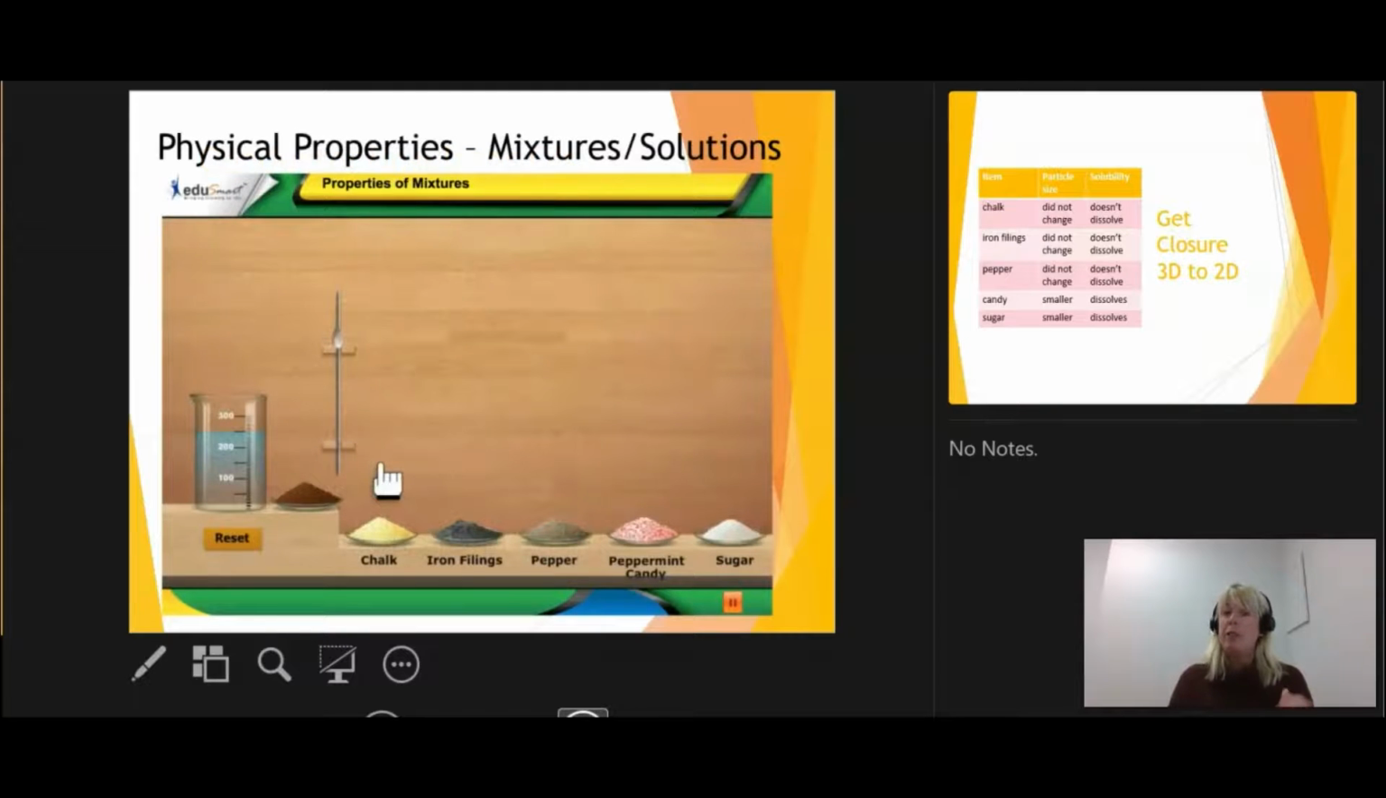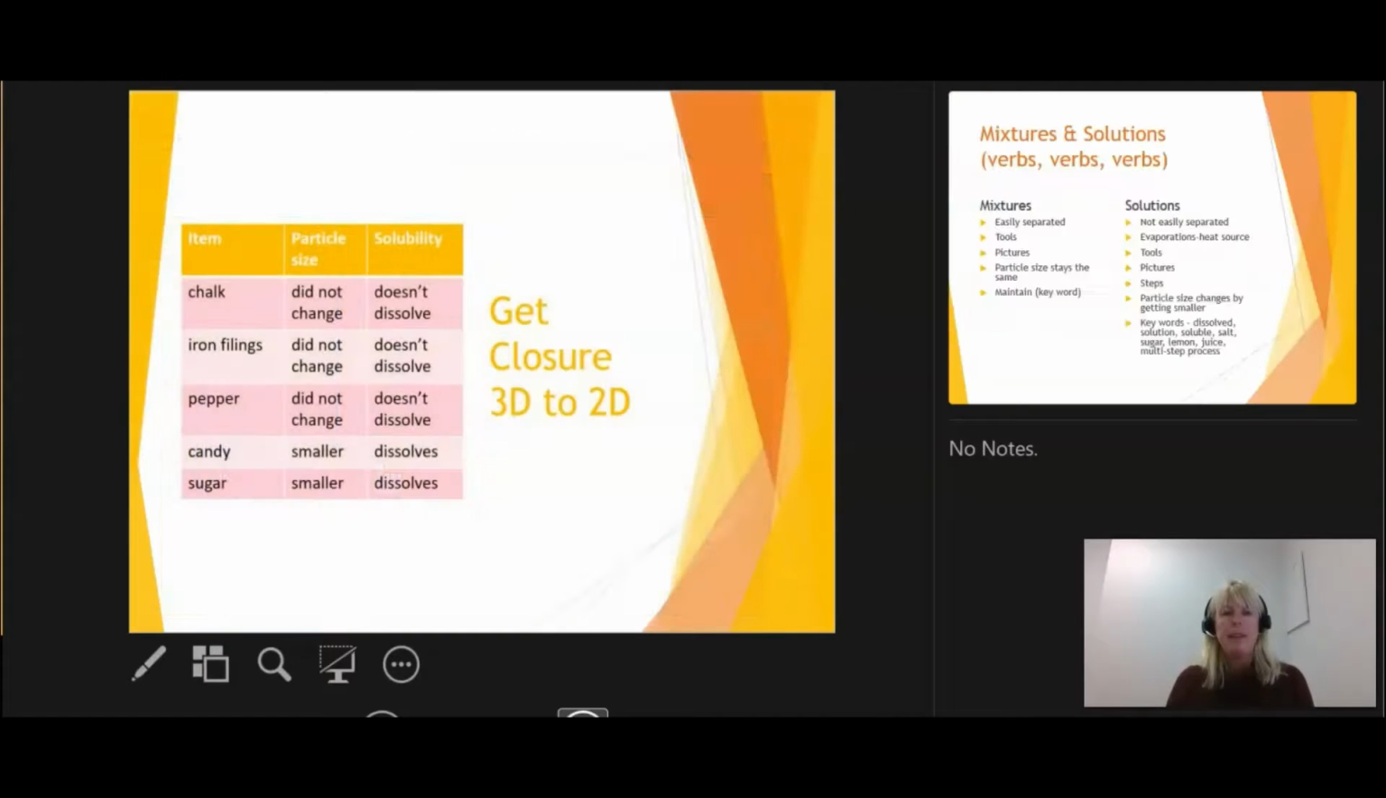As we move forward, physical properties, including mixtures and solutions, has an excellent interactivity lab simulation inside of EduSmart. Highly recommend you do this one. And then making sure that we get closure, 3D to 2D. This is actually the data table from that EduSmart piece over solubility.